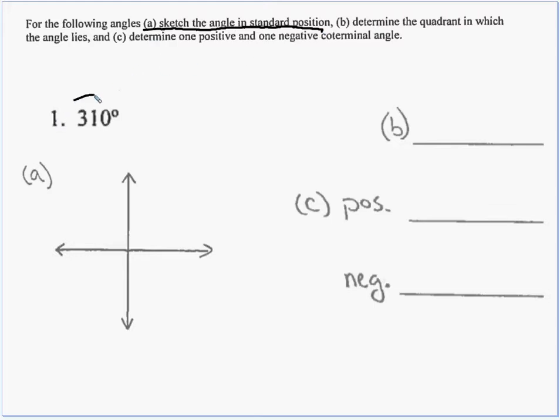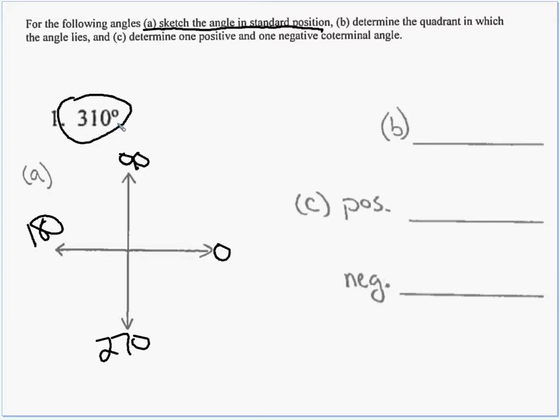Here in one, our angle is given in degrees. So here is our Cartesian plane. Remember, we're going to start here on this initial side. That'll be 0 degrees. And as we go around, we'll count by 90s. The first quadrant here is 0 to 90. Second quadrant will be 90 to 180. Third quadrant, 180 to 270.